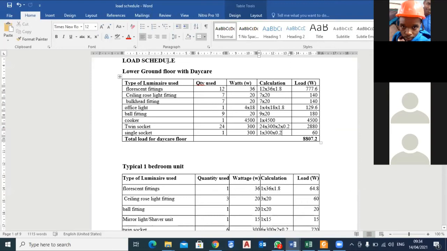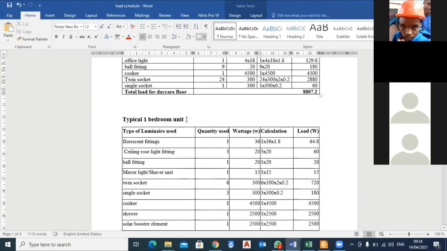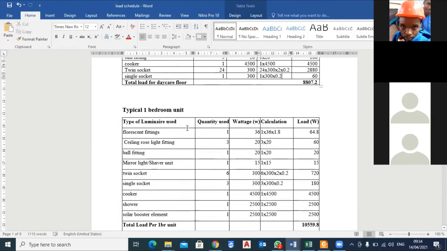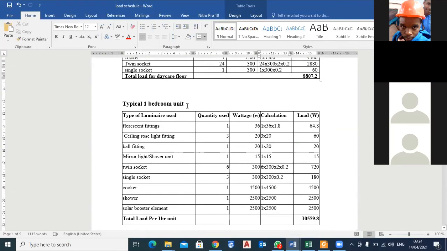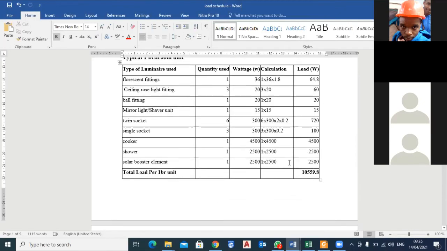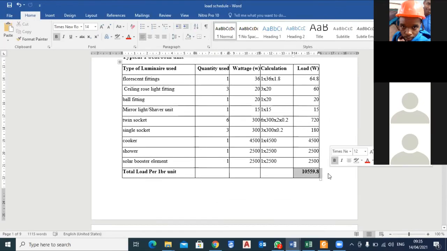Are you able to see the word document, load schedule? Yes. Now in this load schedule, hiyo imekuwa tu daycare peke yake. One bedroom unit, you will do the same. And this is an assignment yenye nataka kuachia practice. One bedroom unit, we will do the same. Get the total. Ukipata total, utacalculate current yake.